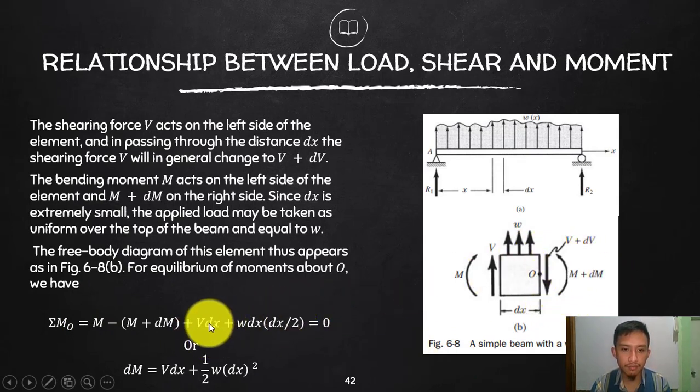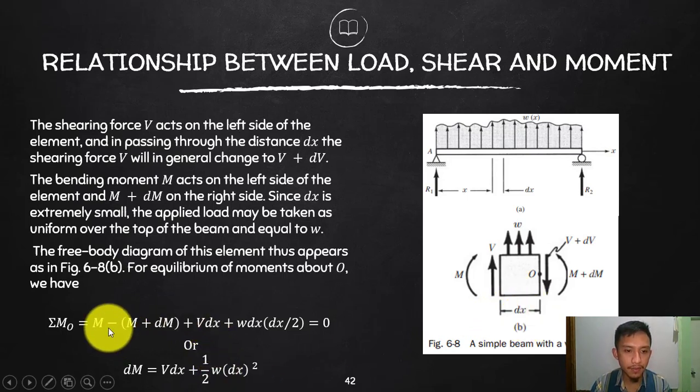Then of course the moment of your V with respect to O, which is clockwise, and the distance is dx, so V times the moment arm dx. And do not forget the moment of your load, which is very small. Let's assume that it is uniform. What is the concentrated load? w times dx converts that into a concentrated load, then multiply by the moment arm dx over 2, or one half of that distance.